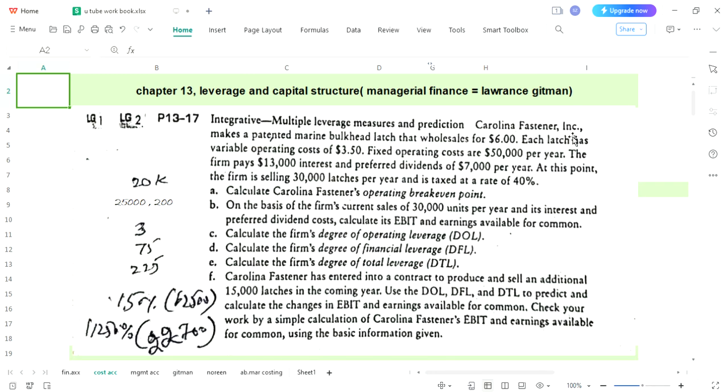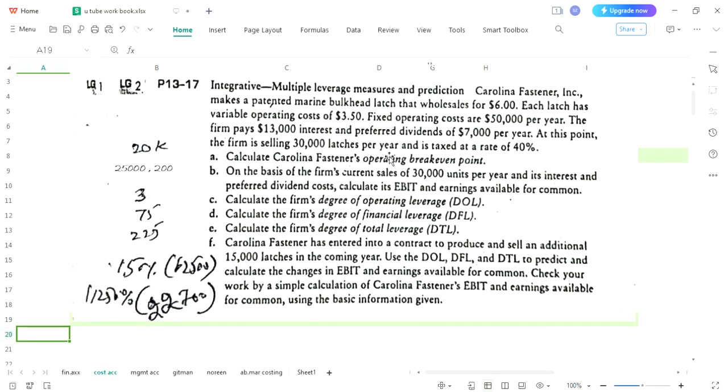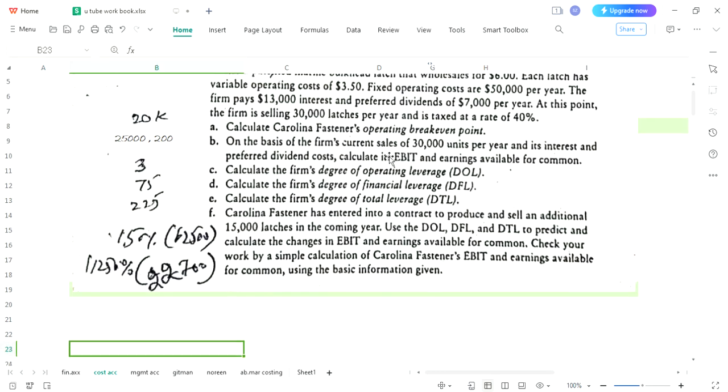This is an incorporation that makes a patented marine bulkhead latch, a product that wholesales for $6 per unit. This is the per unit sale price. Each latch has variable cost and fixed cost. The firm pays interest and preferred dividend, the number of units is 30,000, and the rate of tax is 40%. So everything you are very familiar with. Let's start working on the requirements.